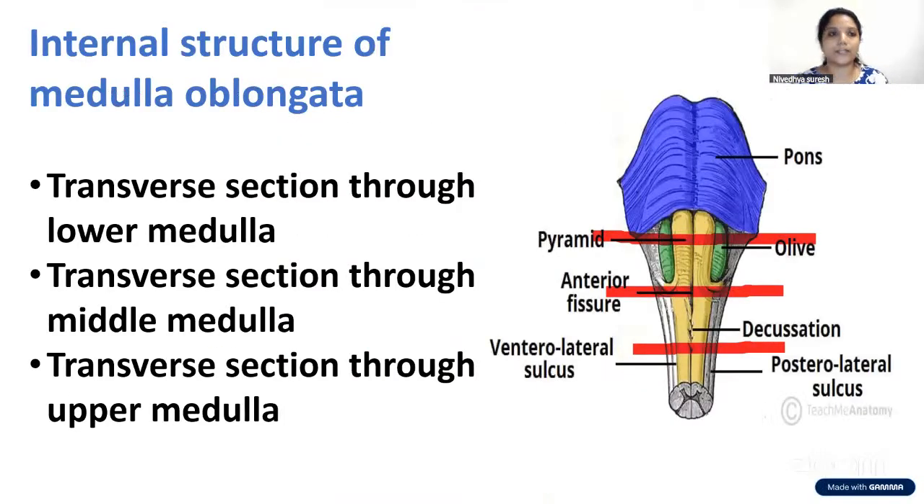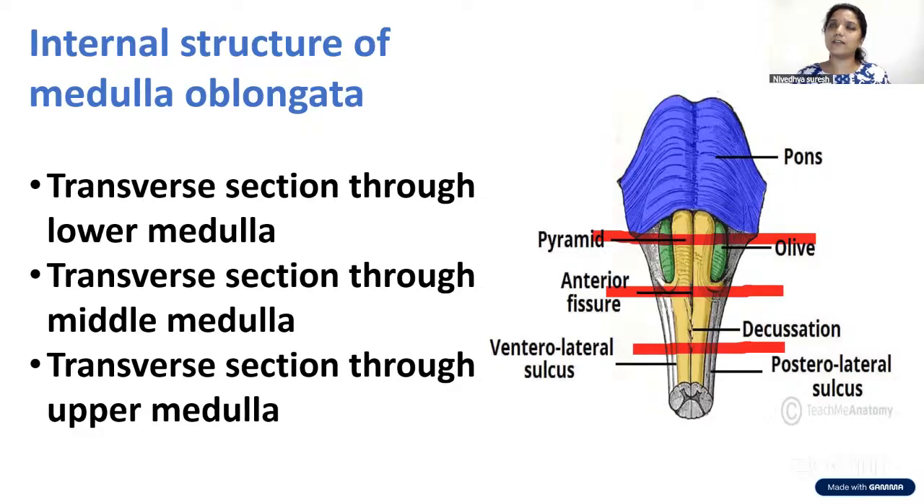Okay. Now we are going to move to the internal structure of the medulla. The internal structure of the medulla is seen when we cut cross sections at the lower part, the middle part, and the upper part. So we will study what structures we see in the lower part when we cut, and the middle part and the upper part. By sectioning, we will cut the medulla and see what structures are inside.